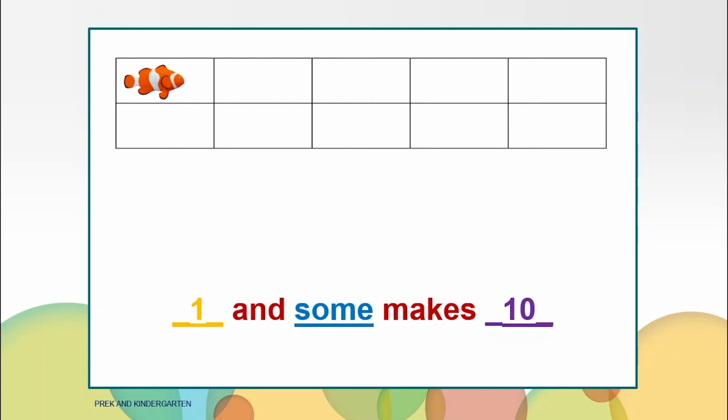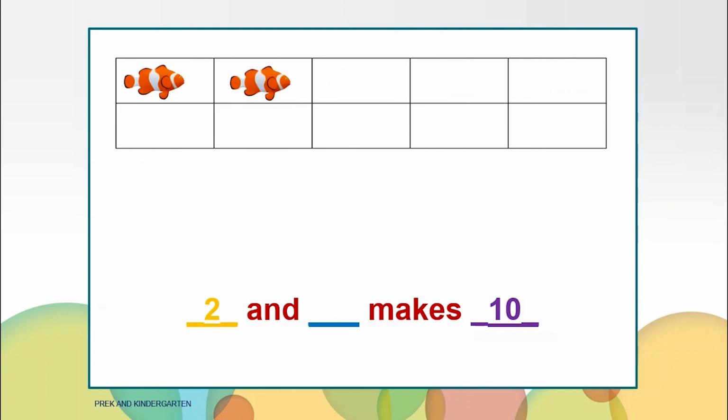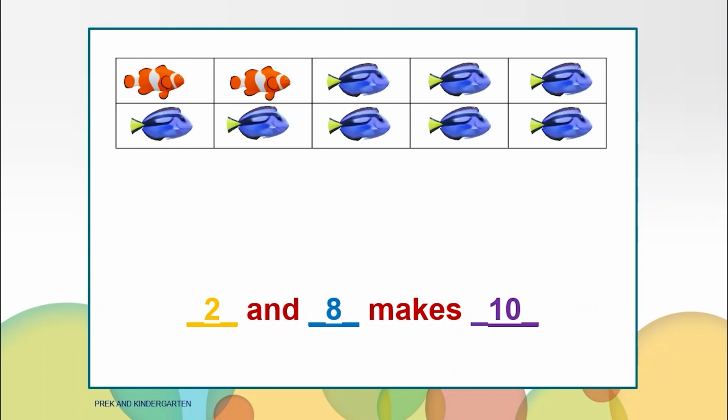Let's put the 9 fish in now. 1 and 9 makes 10. Now if we put 2 orange fish, how many blue fish will we need to have in order to make 10? How do you know? Right, 8 blue fish. 2 orange fish and 8 blue fish makes 10 in the fish pond.